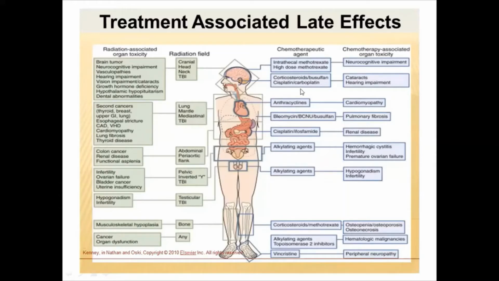On the other side, we see the various chemotherapeutic agents and the toxicities associated with each particular drug. With intrathecal methotrexate or high dose methotrexate, there can be neurocognitive impairment. With corticosteroids or cisplatin, carboplatin, there can be cataract, hearing impairment. I've mentioned all the chemotherapeutic agents and the associated toxicities. With vincristine, there is risk of peripheral neuropathy. With alkylating agents, there can be hypogonadism, infertility.